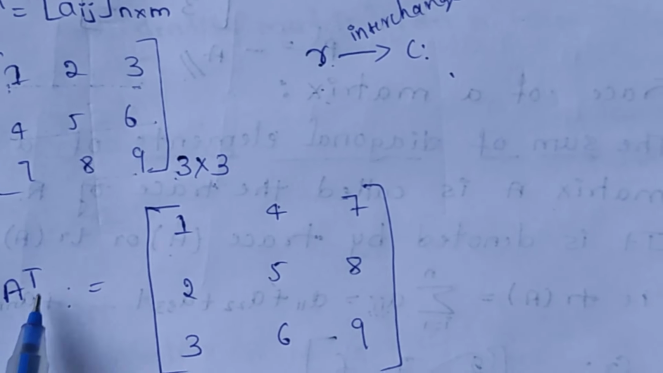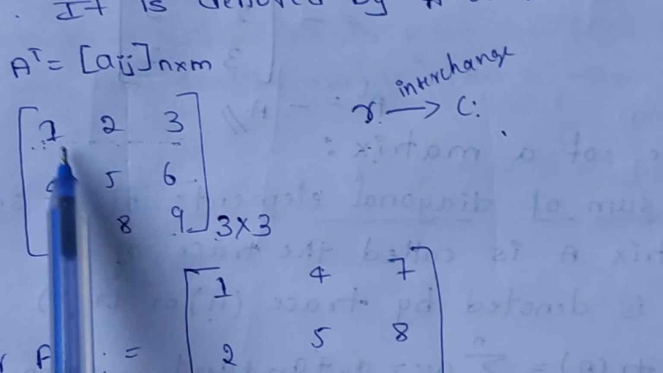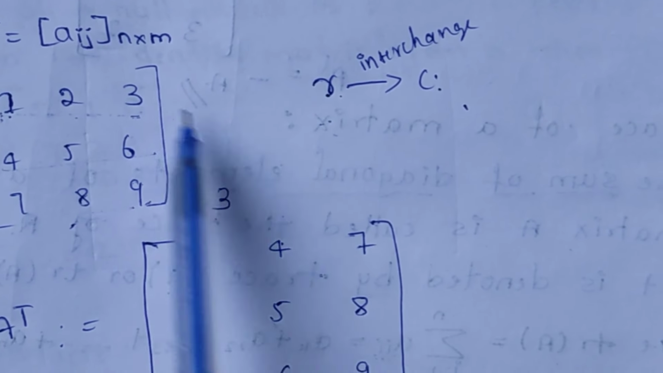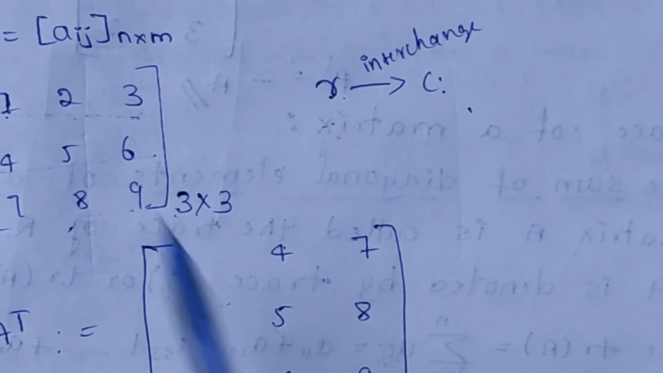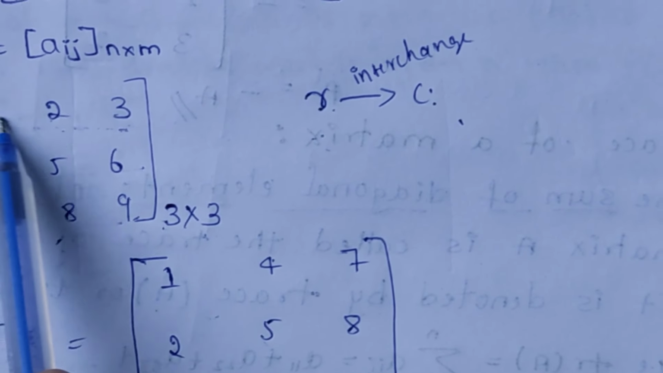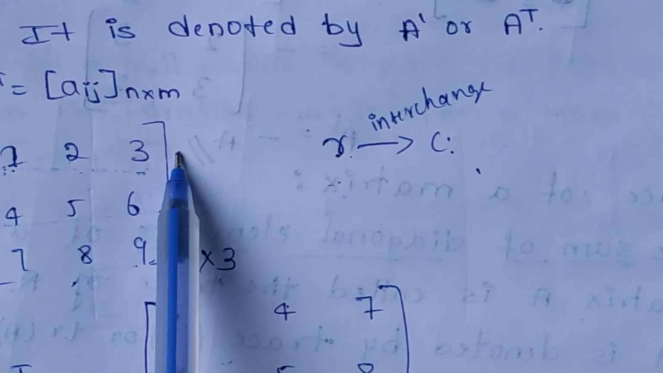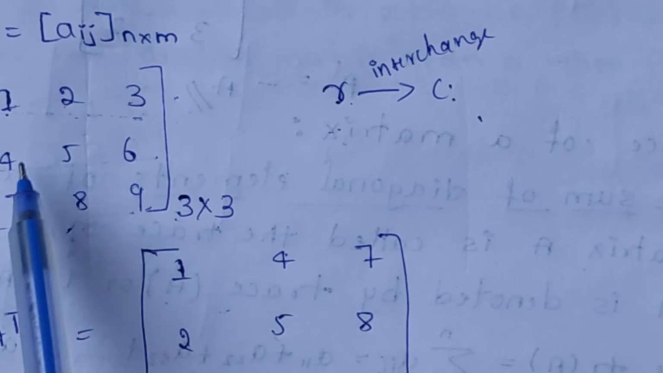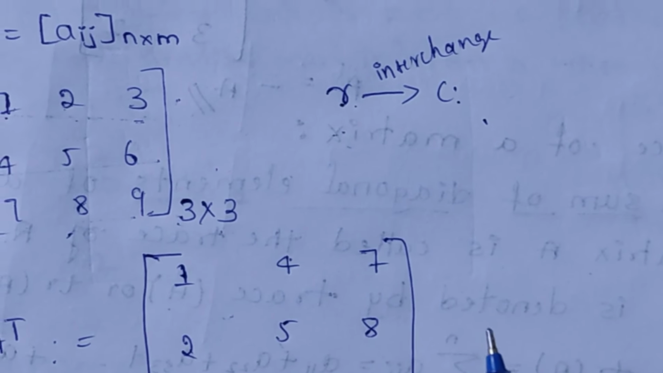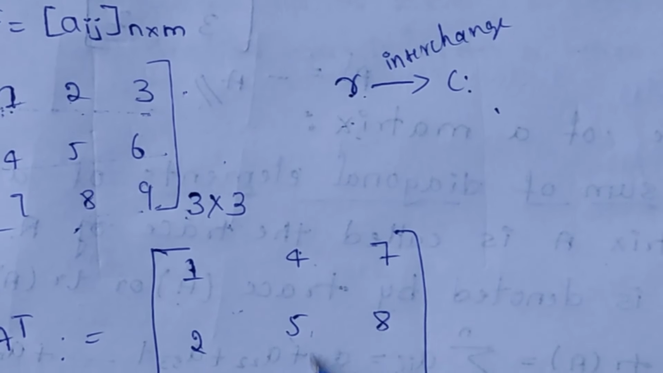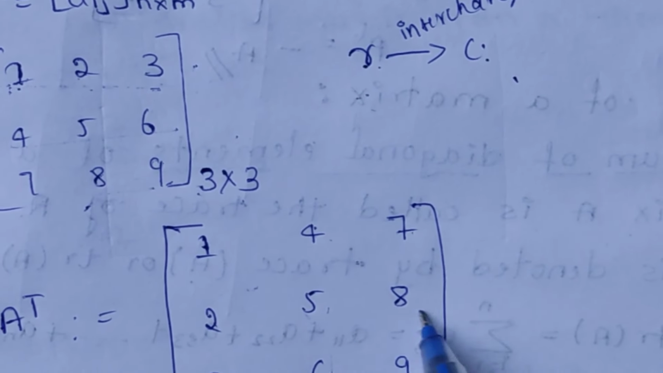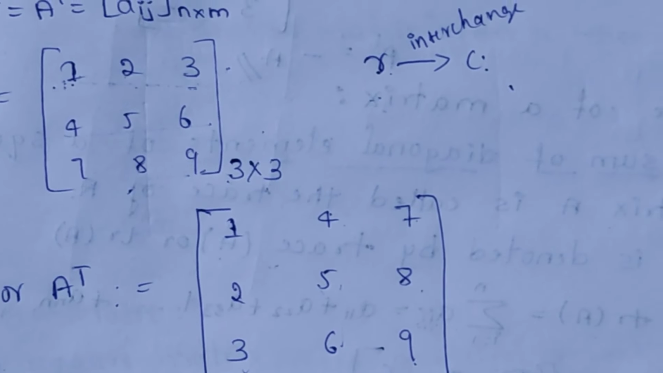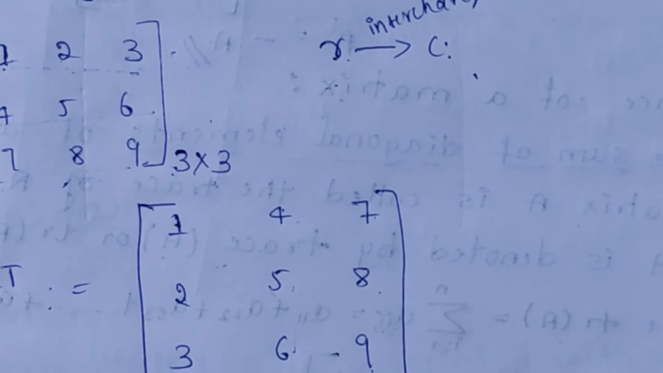So the transpose of the matrix A is obtained by interchanging rows into columns. So the first row is interchanged to a column, that is 1, 2, 3. They are in the first row and they will be interchanged into the first column, like 1, 2, 3. So 4, 5, 6 are in the second row and they are interchanged to the second column, 4, 5, 6. In the same way 7, 8, 9 are in the third column. So like this, rows are interchanged into columns. It is the transpose of the particular matrix.